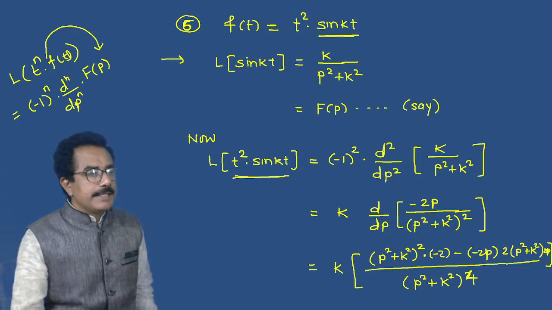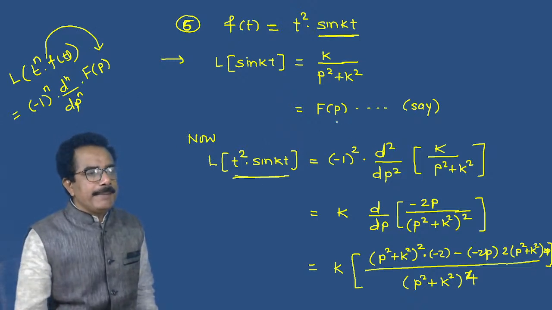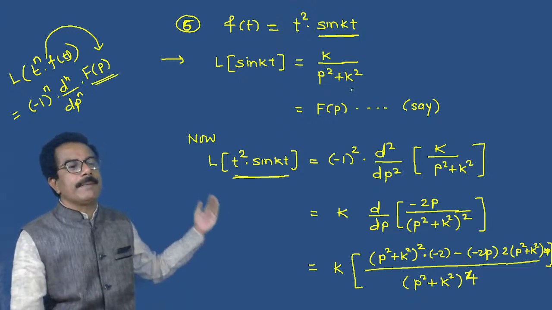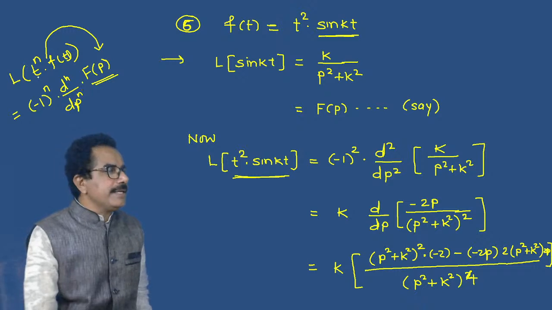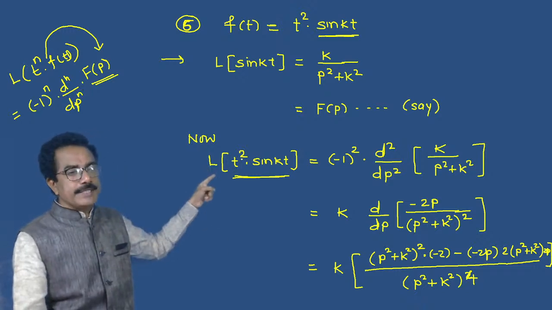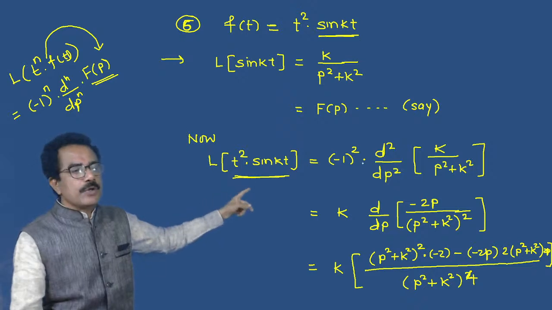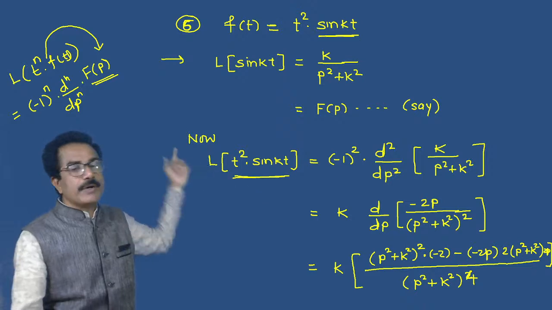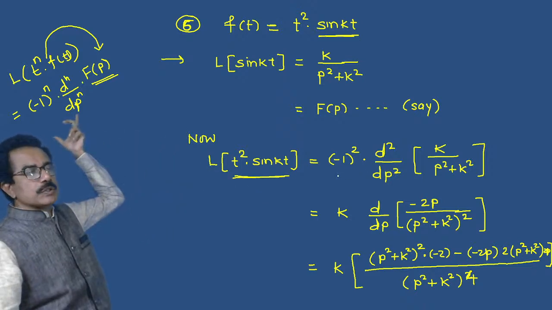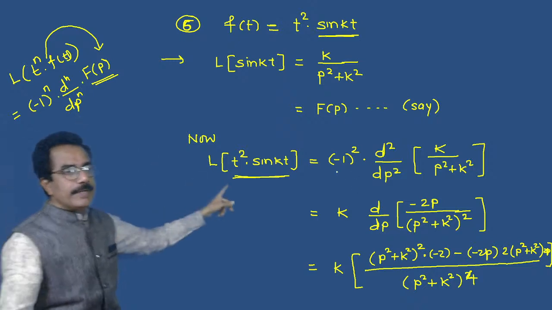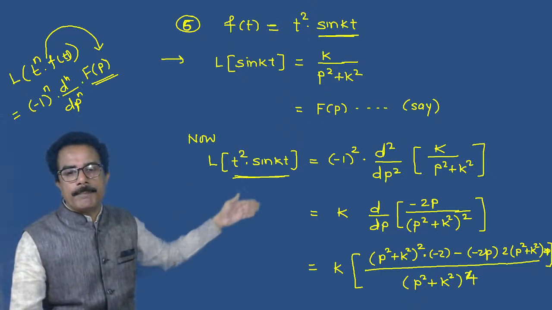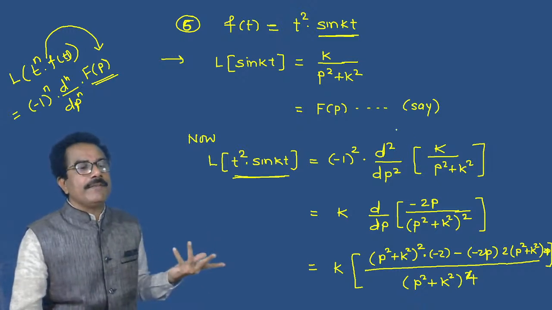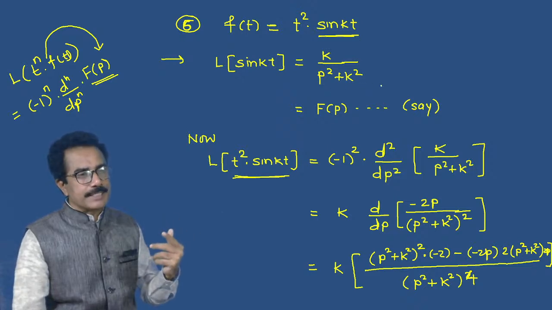So here, capital F of P means this term, the Laplace transformation. So we can write capital F of P means K divided by P square plus K square. And here n means 2, t square means n is equal to 2, with sin kt. So minus 1 raised to 2, d2 by dp square. Because here we have to use the formula with n equal to 2, then we will get minus 1 raised to 2 into d2 by dp square of capital F of P, which means K divided by P square plus K square.